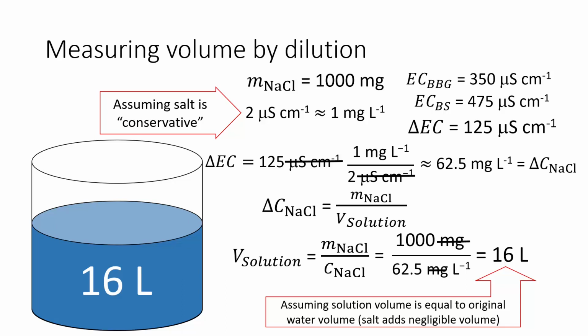So in this case, this is a very small amount of salt relative to the amount of water in the bucket, and the fact that sodium chloride has such a strong effect on conductivity would make this estimate pretty robust. So these are 2 assumptions that you need to be able to make when you're applying this method, and that's true for dilution gauging as well.